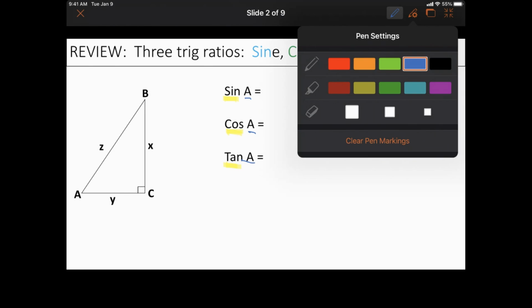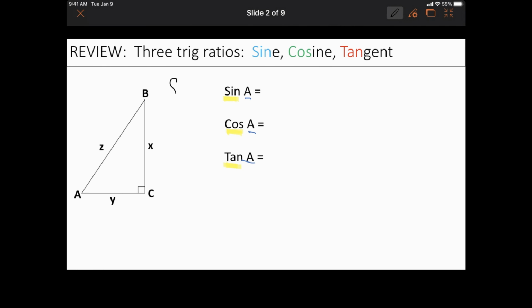So sine, cosine, tangent. Sine, the definition is opposite over hypotenuse. I'm just abbreviating. Cosine is adjacent over hypotenuse. And then tangent is opposite over adjacent. And you're like, okay, so how does that relate? It relates to a right triangle.